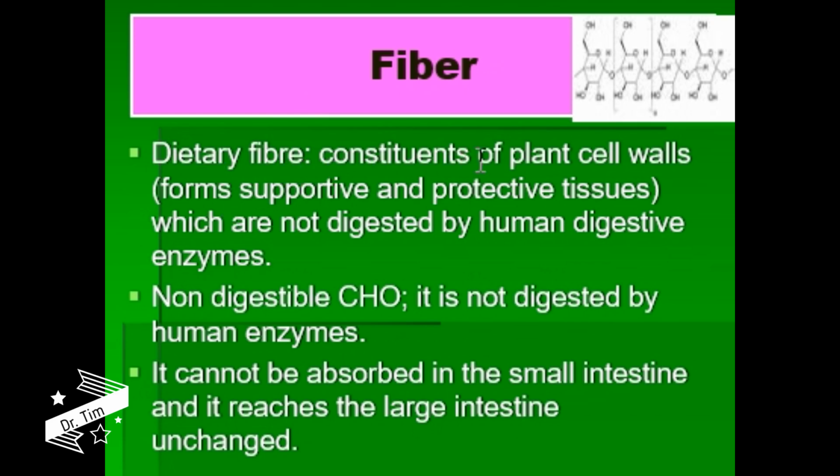Dietary fiber constitutes the plant cell wall, forming supportive and protective tissues, which are not digested by the human digestive system. It cannot be digested by human digestive enzymes. It is a non-digestible carbohydrate. It cannot be absorbed in the small intestine. Therefore, it goes straight to the large intestine unchanged.